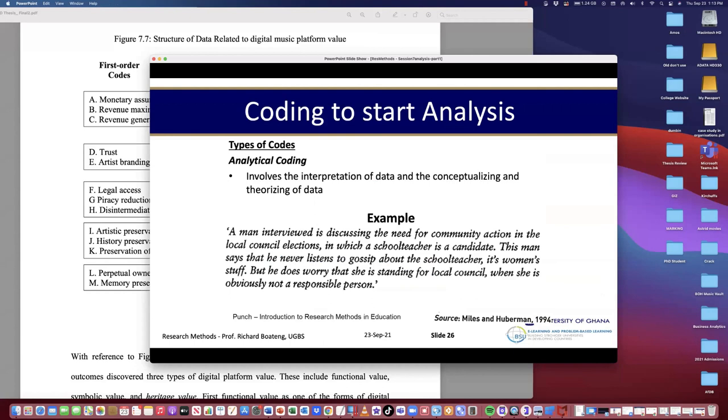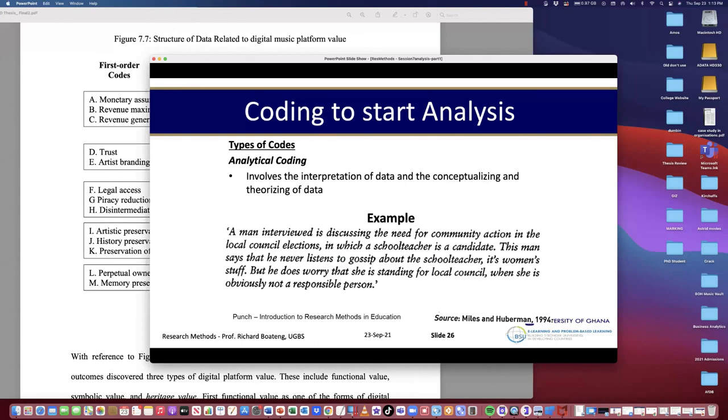So in terms of analytical coding, it involves interpretation of the data and conceptualizing and theorizing the data. So let's look at an example. A man interviewed is discussing the need for community action in the local council election in which a school teacher is a candidate.